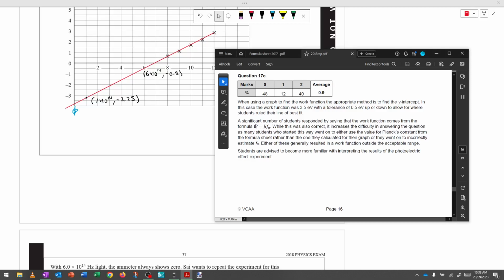Yeah, it looks like a number of students just used the value of Planck's constant from the formula sheet. That would give you a different work function here, because the Planck's constant that we determined from the graph is not 4.14 times 10 to the negative 15. So use the values on the graph, or the values related to the graph, when answering questions like this.